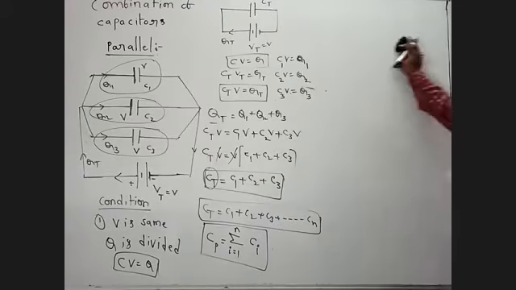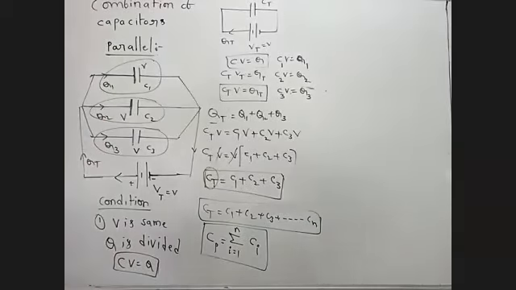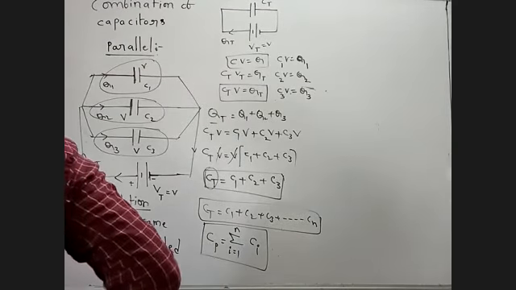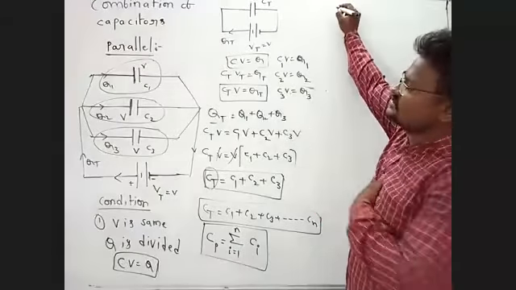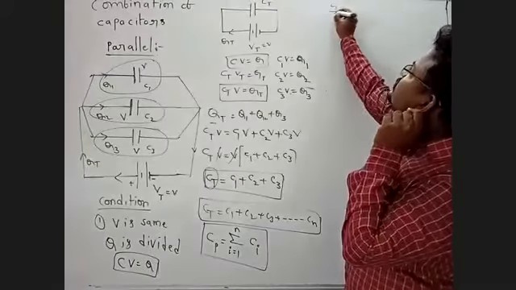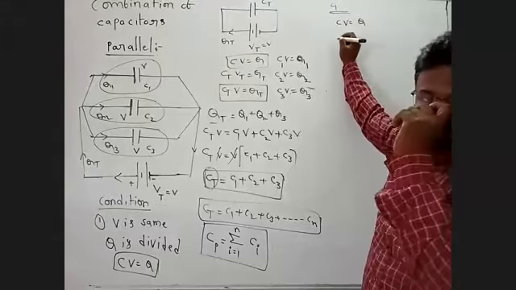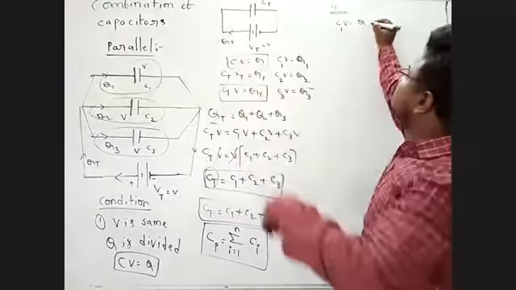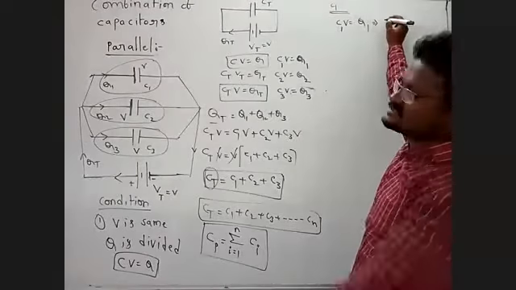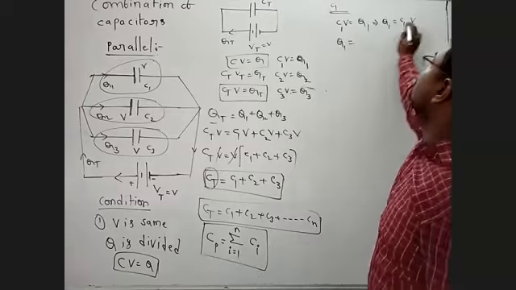Next, we are finding the charges across C1, C2, C3. Charge across the first capacitor, C1 capacitor. The general formula is CV is equal to Q. For the first capacitor C1, the voltage is V and the charge is Q1. So what is the charge across it? Q1 is equal to C1 V.